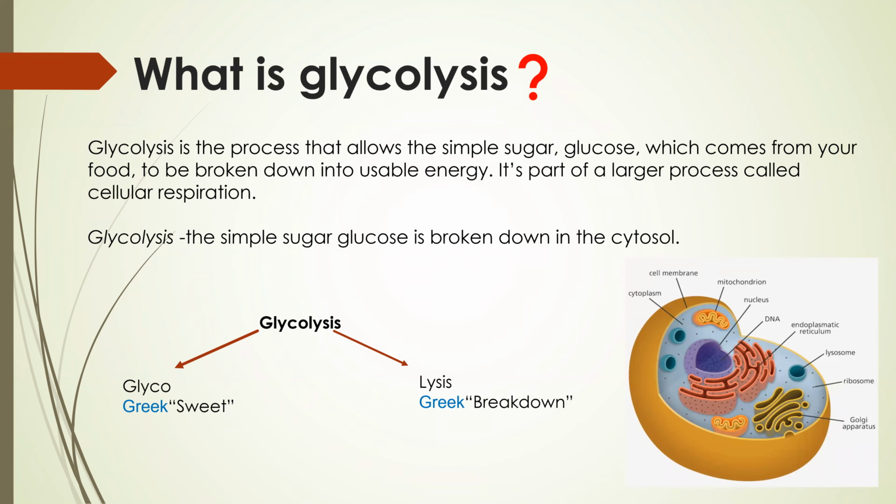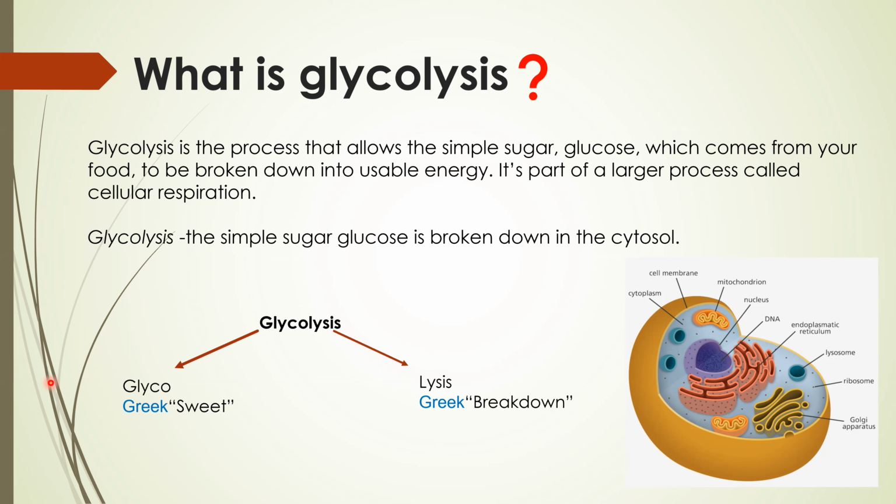So, the first thing is, what is glycolysis? Glycolysis is basically the process which allows the simple sugar, glucose, which comes from your food, to be broken down into usable energy. That energy is responsible for conducting a number of physical activities, including blinking of your eyes, thinking, and physical movement. Inside your body, a number of metabolic reactions are going to happen, and they need energy in the form of ATP. That will be supplied from these reactions.